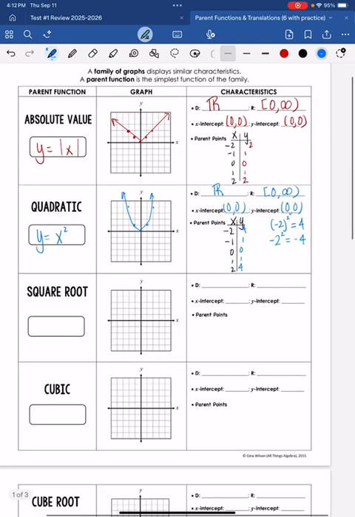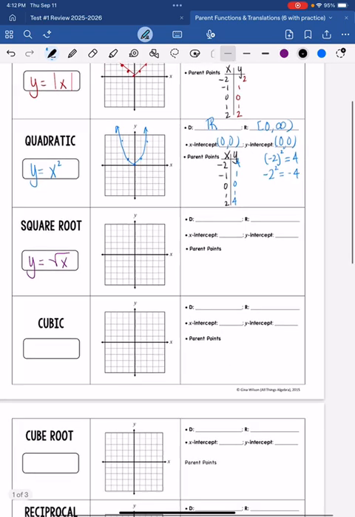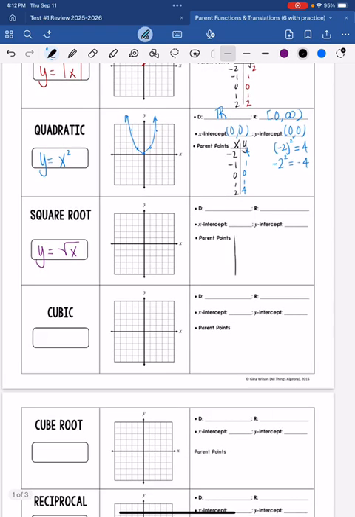Okay, square root function. We might be getting into some functions you haven't seen yet. Square root function, y equals the square root of x. I'm going to choose the same points again: -2, -1, 0, 1, 2. This is the first function where we get into some issues with these points. Square root of -2? Nope, can't happen. Square root of -1? Again, can't happen. Square root of 0 is 0. Square root of 1 is 1.